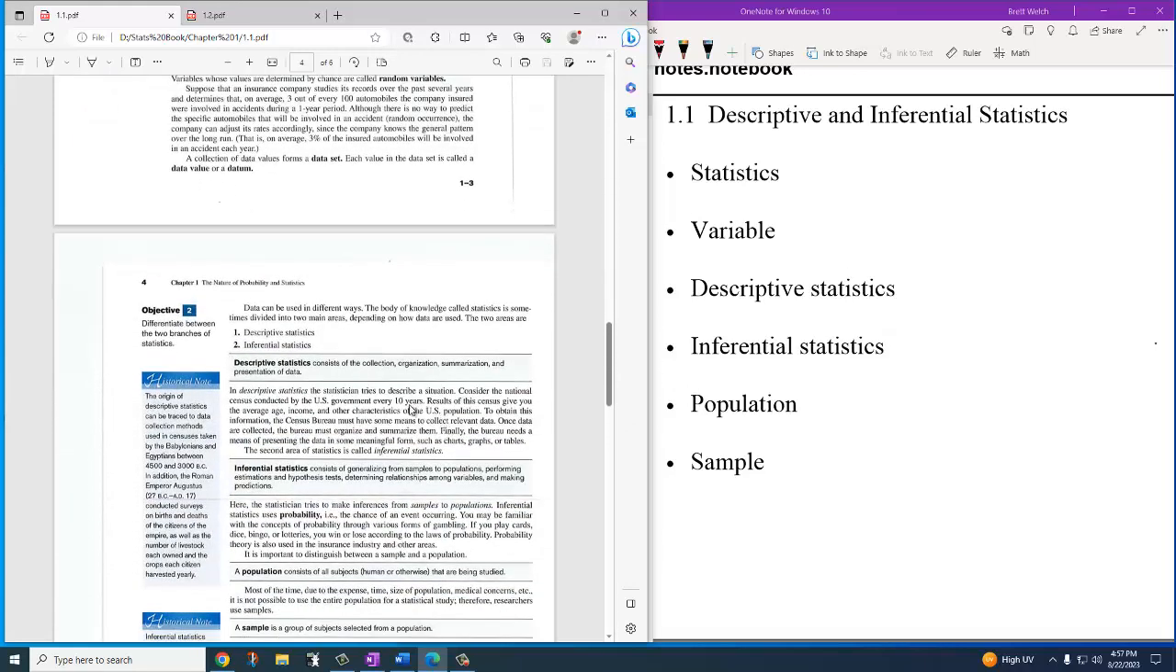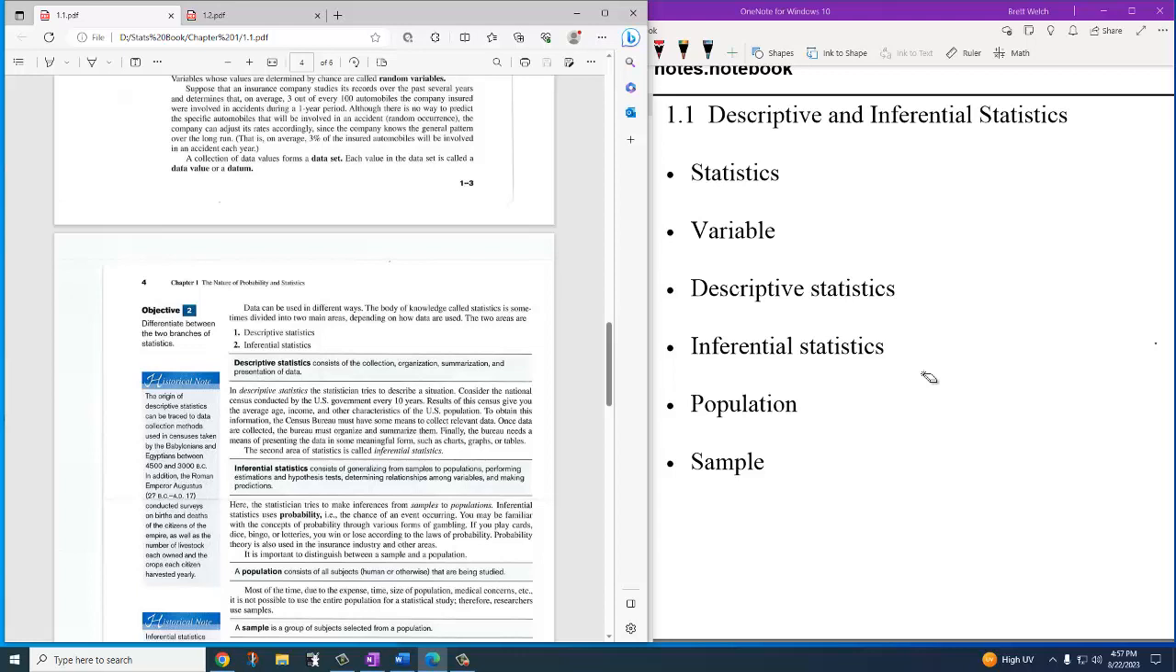In data, there are two different ways to describe or measure data. Those come into the two characteristics of descriptive statistics and inferential statistics. Over here on the right, you can see the things I'm talking about. On the left, you can see the textbook where we're pulling these definitions. Descriptive statistics consist of the collection, organization, summarization and presentation of data. This is really important that we understand what exactly we're talking about.